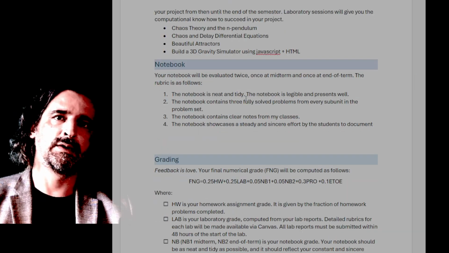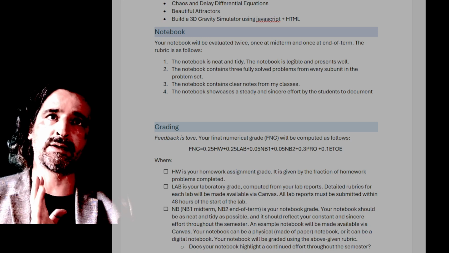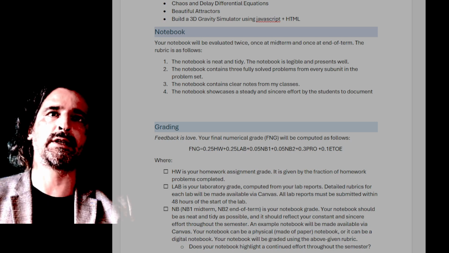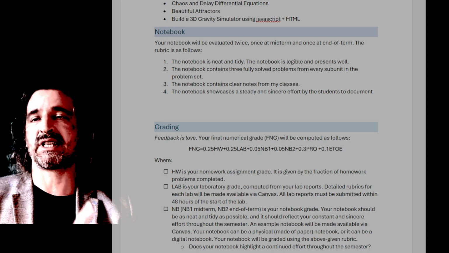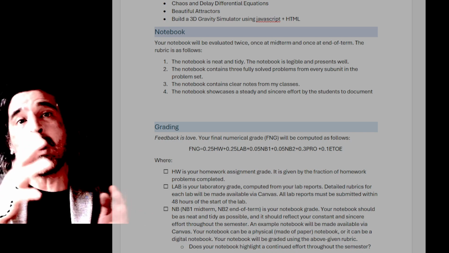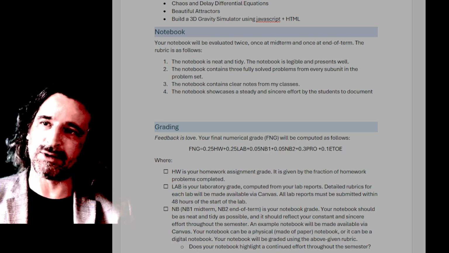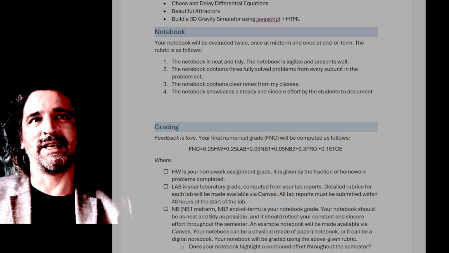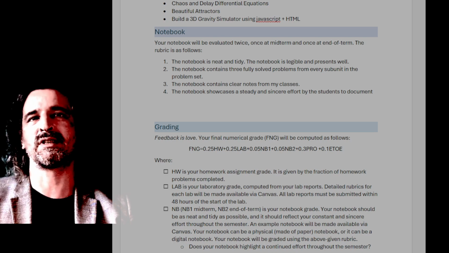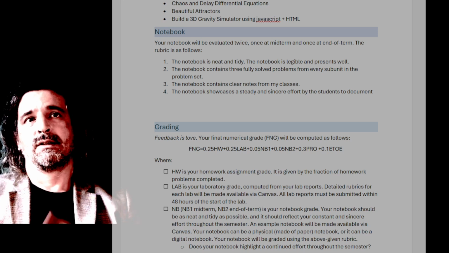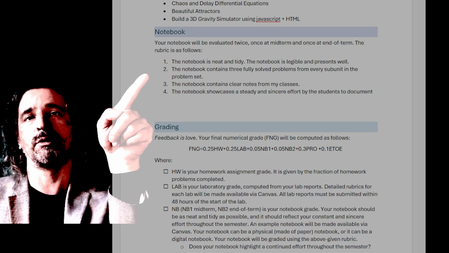Let's continue. Now there is a notebook grade, and again the notebook will be evaluated twice, once at midterm, once at end of term, and here is the rubric. Neat and tidy, legible, and presents well. You can have a 1-page notebook and satisfy that, so at least you get 25%. Number 2: contains 3 fully solved problems from every subunit in the problem set. The notebook contains 3 fully solved problems from every subunit in the problem set.